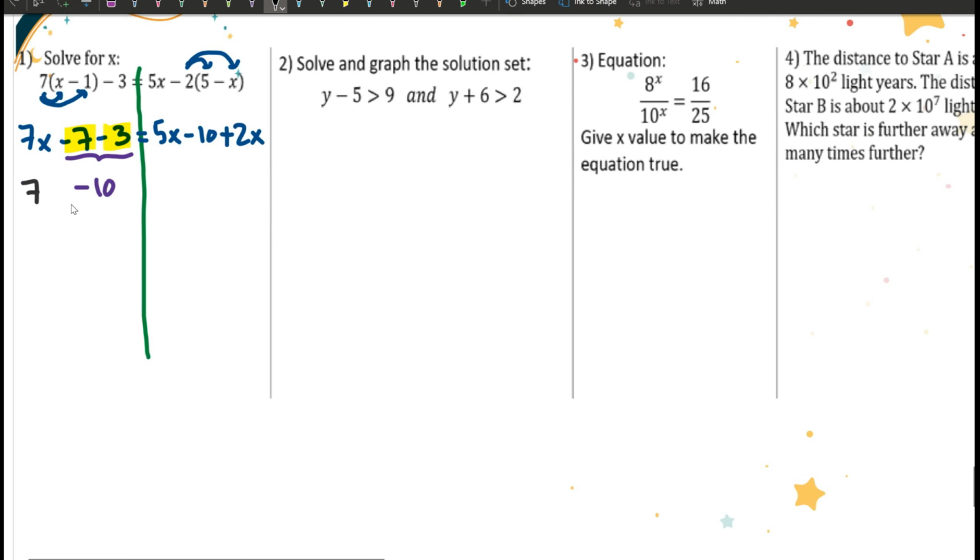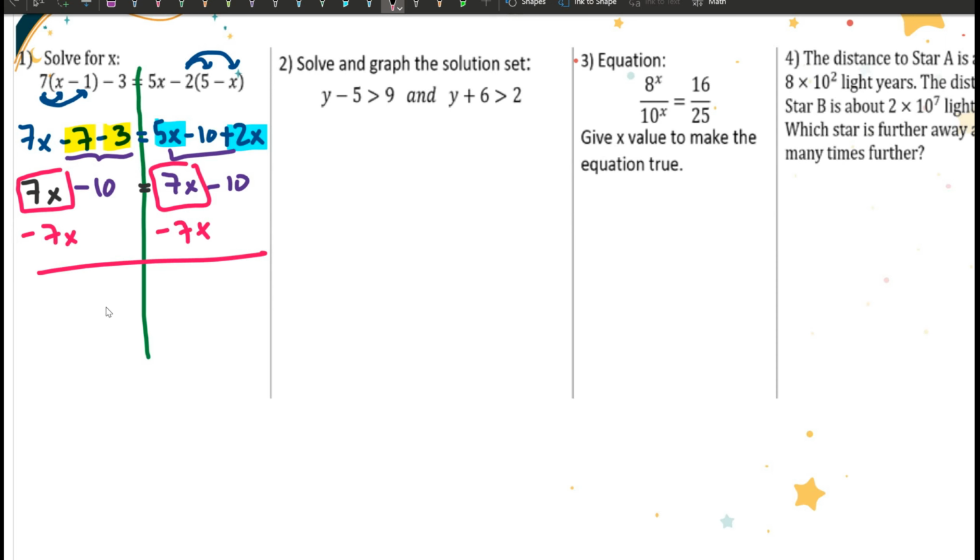And bring down the rest, 7x minus 10 equals, over here we can combine 5x and 2x, which gives you 7x. So 7x minus 10. Alright, what is your next step? The next step is we have variables on both sides, so you need to bring them to the same side. You have 7x here and 7x here. To bring them over, you subtract 7x from both sides. That will give us -10 equals -10.